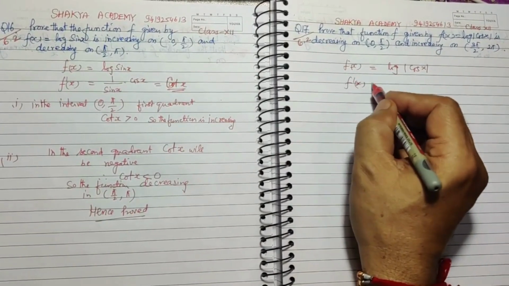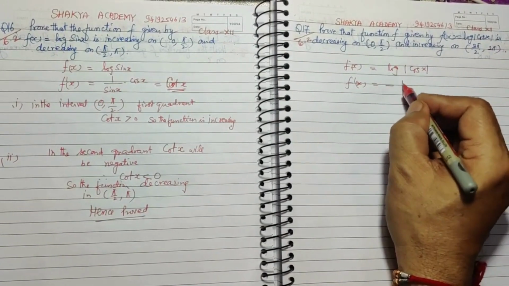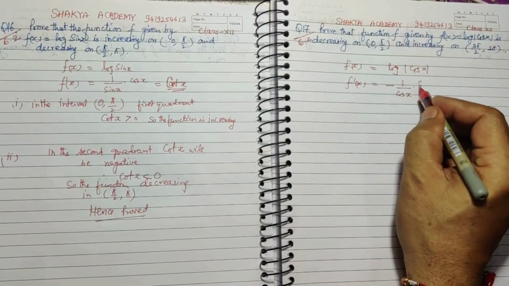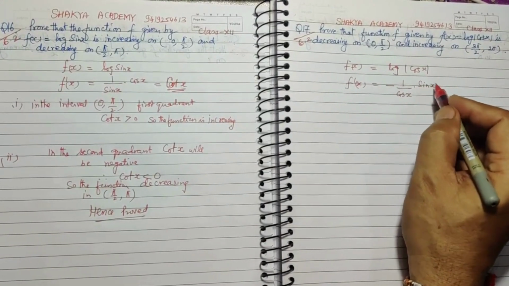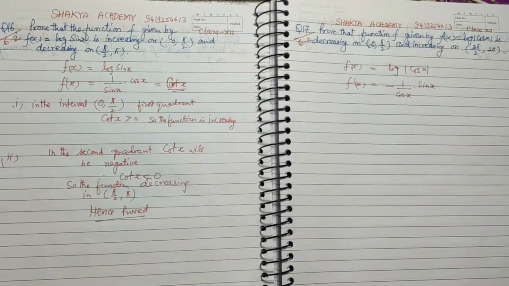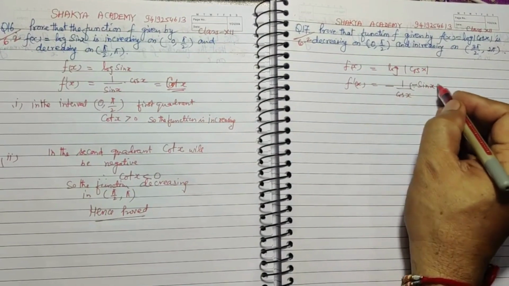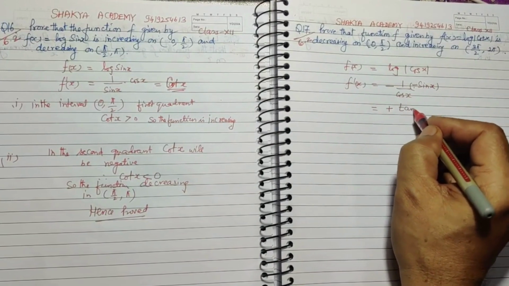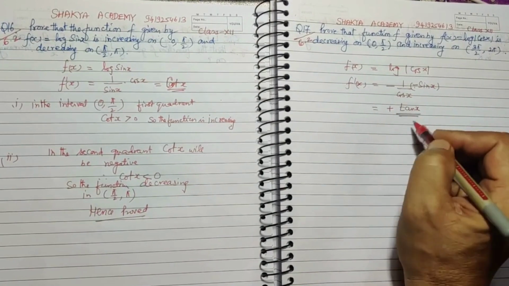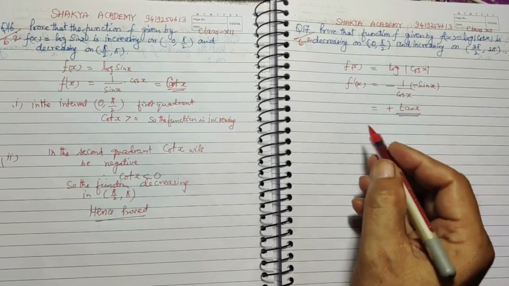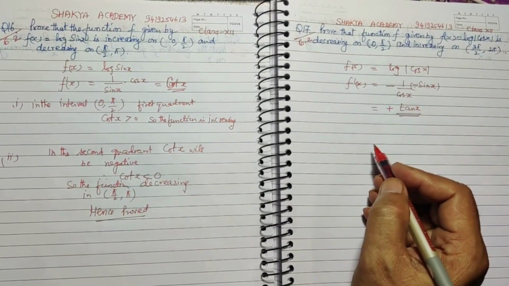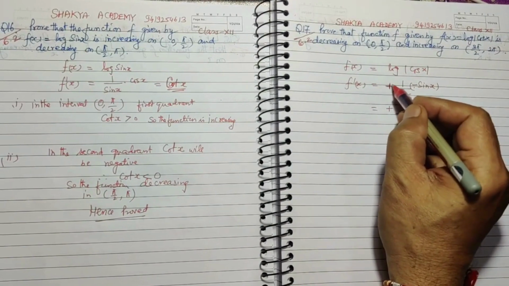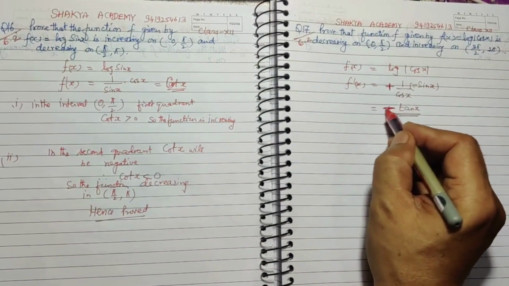f dash x will be minus 1 upon cos x into minus sin x, so this will be minus sin x upon cos x, which is minus tan x. So in the first quadrant, this will be minus tan x.